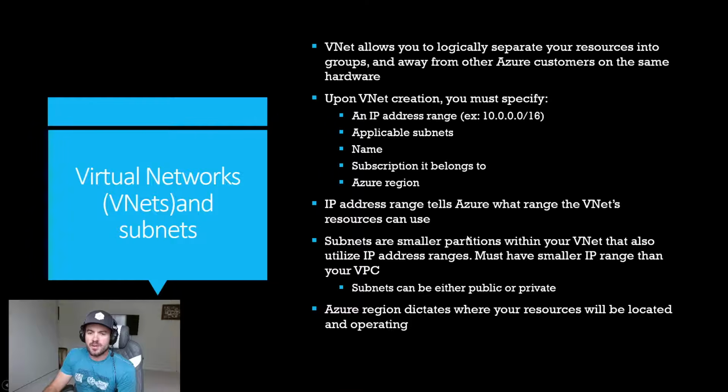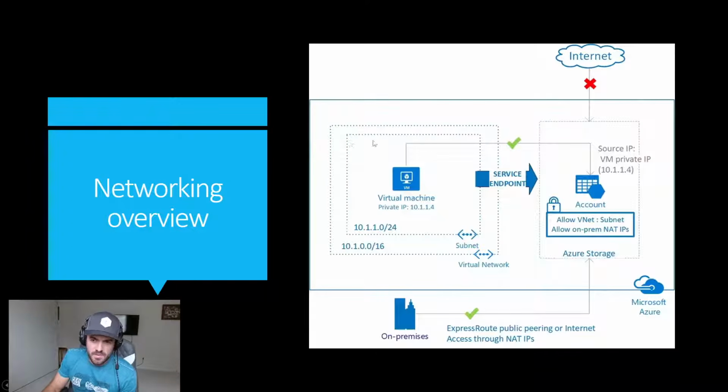The subnets are smaller partitions within your VNet that also utilize IP address ranges. They need to have a smaller IP range than your VNet. Okay? Subnets can be either public or private depending on what type of resources are going to be living in them. And then, of course, your Azure region is going to dictate where your resources will physically be located and operating.